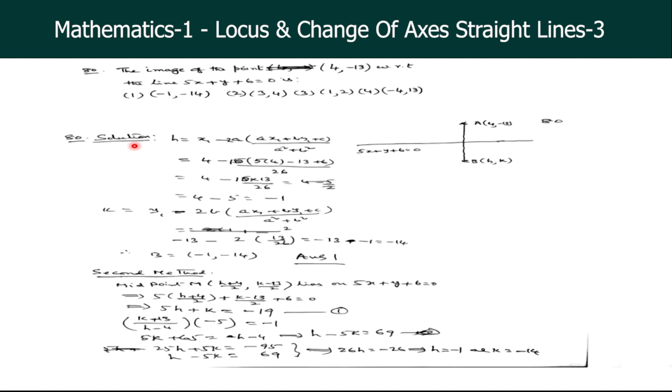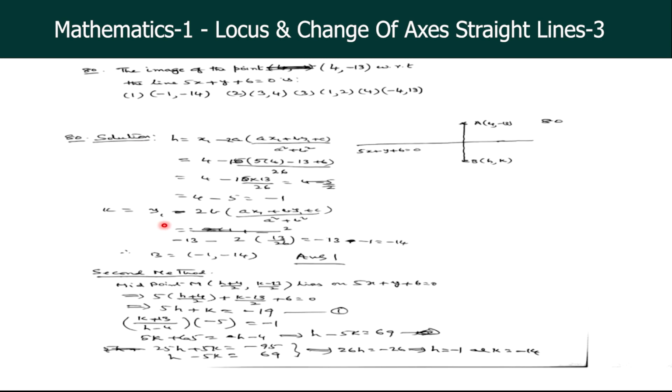If (h, k) is the image of (x1, y1) with respect to the line L: ax plus by plus c equal to 0, then h is equal to x1 minus 2a into (ax1 plus by1 plus c) by (a square plus b square), which is nothing but here 4 minus 10 into 13 by 26, which is 4 minus 5, that is minus 1.